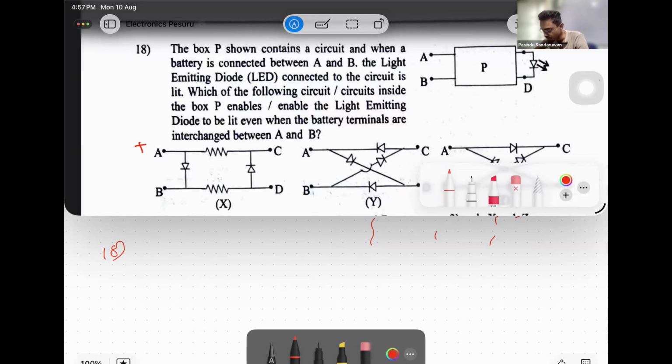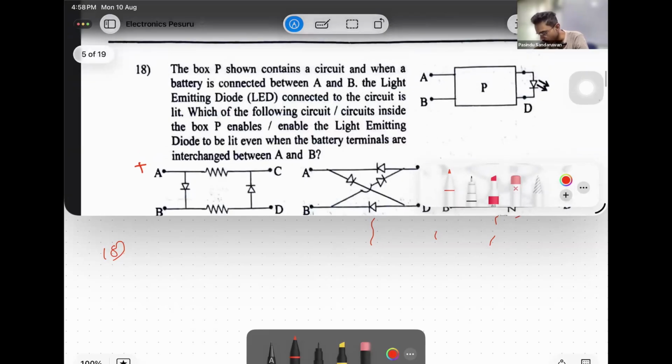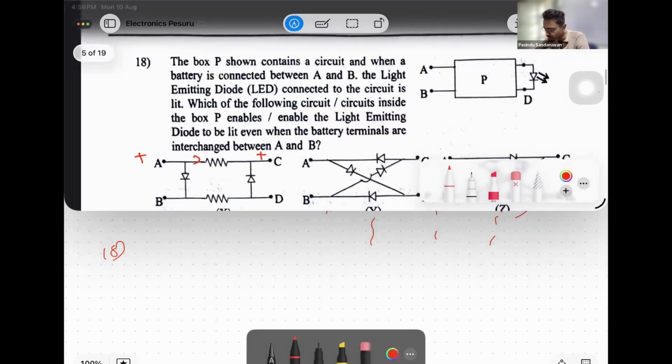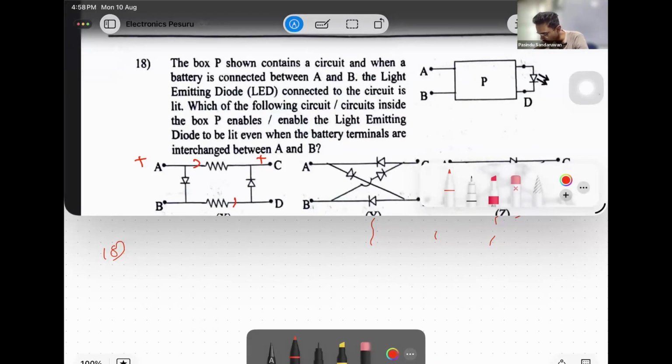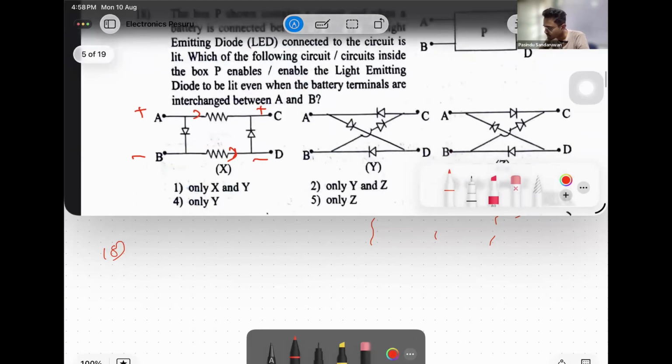If A is plus, this diode is forward biased, right? If A is plus, C is plus, because current flows through this. If B is minus, D is minus, because current flows through this, right? Then if this is switched, right?